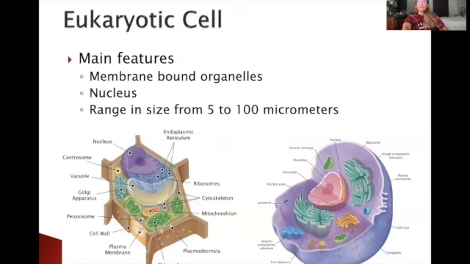And we divide our eukaryotic cells into plant cells and animal cells. The difference is that animal cells are going to have a large central vacuole for water, and they're going to have chloroplasts so that they can do photosynthesis.